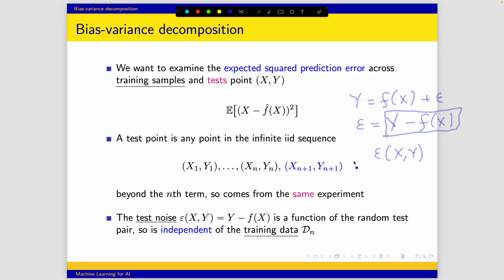Now, these are all IID. So any test point (x, y) is going to be independent of our training sample. We can call it D_n, and that's this collection (x_i, y_i), these pairs, from i equals 1 up to n, the index set here. So this is our training sample, and any test sample, which is any one of these, is independent of this. These are independent.